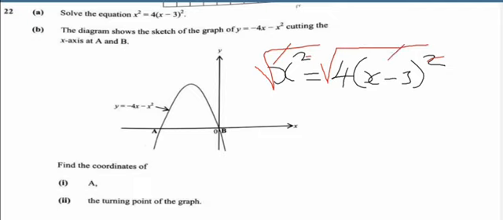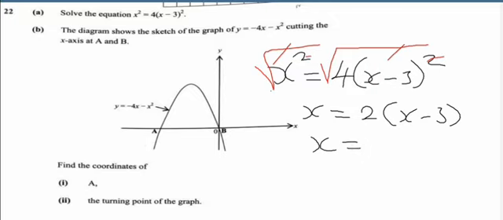Now remember, we need also to find the square root of what? 4. Now the square root of 4 is just what? 2. So here we are remaining with x is equal to the square root of 4, it is 2. Then the square root of (x minus 3) to the power 2 is x minus 3. So 2 times (x minus 3). Then from there, we need to multiply 2 with everything inside the brackets. So 2 multiplied by x, we are going to get 2x. Then 2 multiplied by negative 3, we are going to get negative 6.